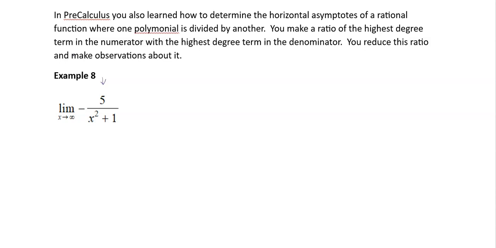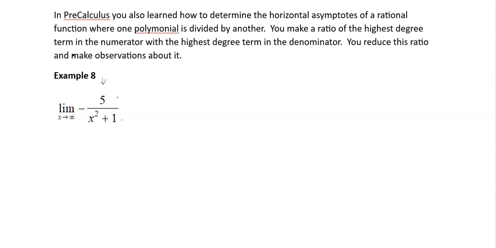But what you did here, when you found horizontal asymptotes, was you had some rules. You looked at the degree of the top and you looked at the degree of the bottom. And if the degree of the top was higher, you had no asymptote. If the degree of the bottom was higher, your asymptote was y equals 0. And if the degrees were the same, you made a ratio out of the coefficients.